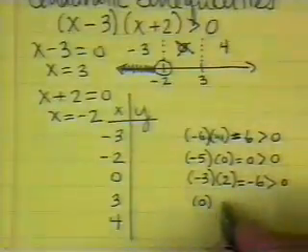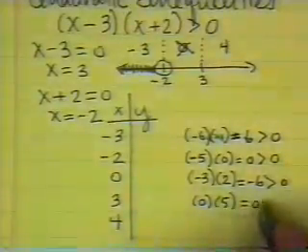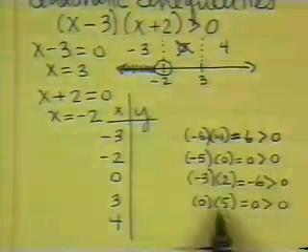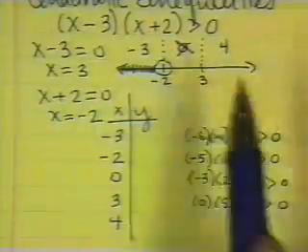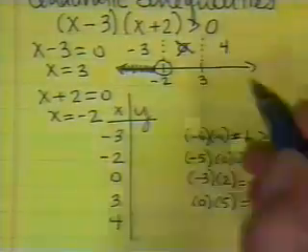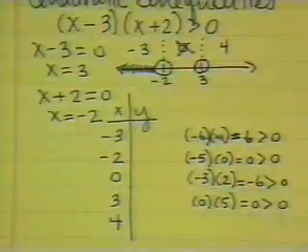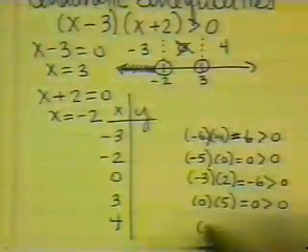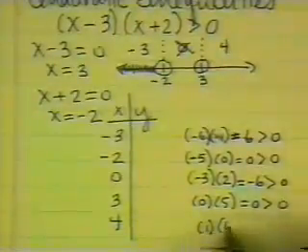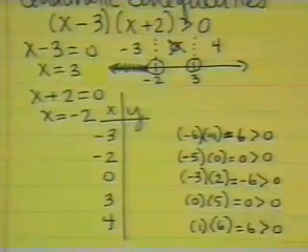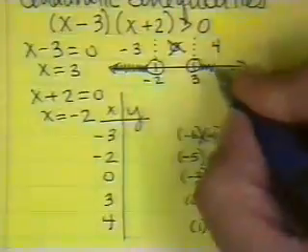Let's try the 3. 3 minus 3 is 0. 3 plus 2 is 5. Again, same problem we ran across with the -2. This is a critical point, so we know that we're either going to give it a solid or an open circle. Because it gives us a false statement here, 0 cannot be greater than 0, we're going to go ahead and give it an open circle. Let's test the last region point, 4. 4 minus 3 is 1. 4 plus 2 is 6. Is 6 greater than 0? Well, that is a true statement, isn't it? So we shade that region.